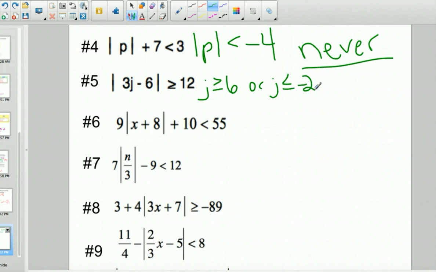Number 6, we will have, I think, greater than -13 and less than -3. So that would be, yeah, it's an and inequality. So we got -13 is less than x, which is less than -3.